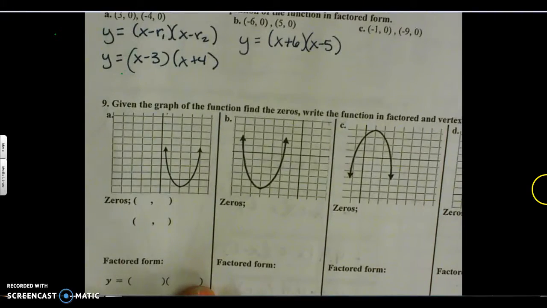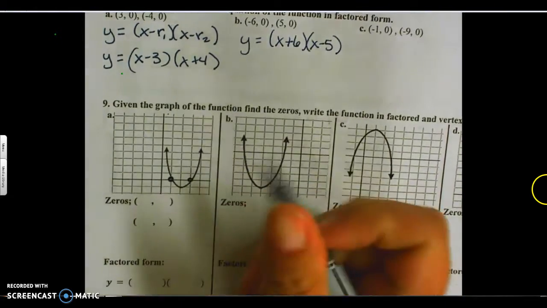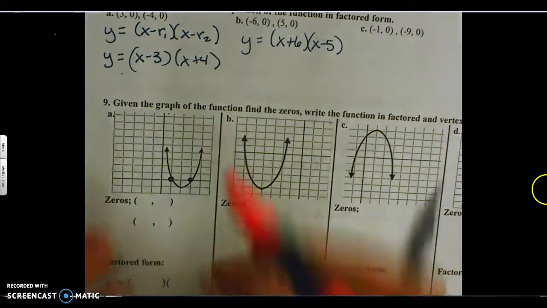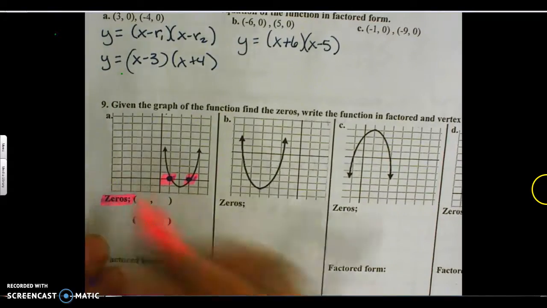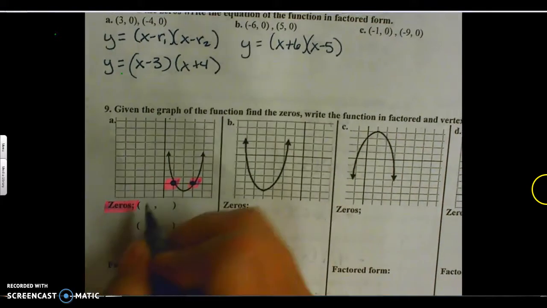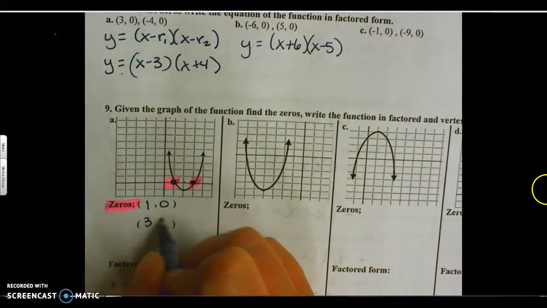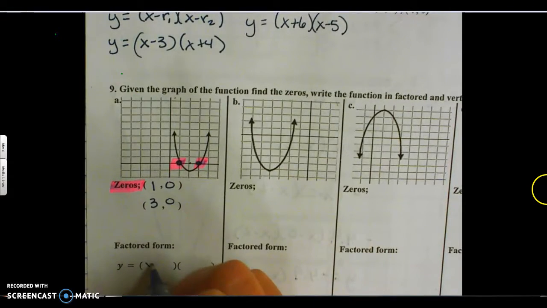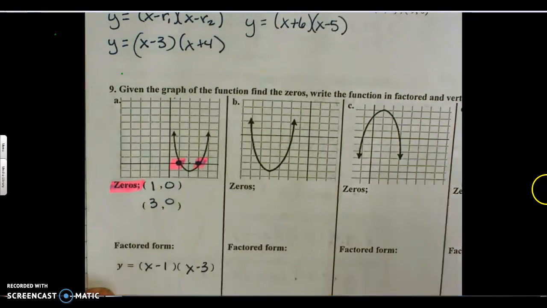So the first thing I need to do is find the zeros. Here are my zeros. As a matter of fact, I can highlight those. Zeros. Okay? So the first one is at 1, 0, and the second one is 1, 2, 3, 0. It says write it in factored form. So it's x minus r, so x minus 1, x minus 3.